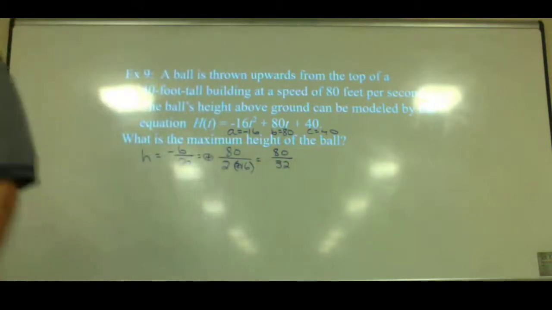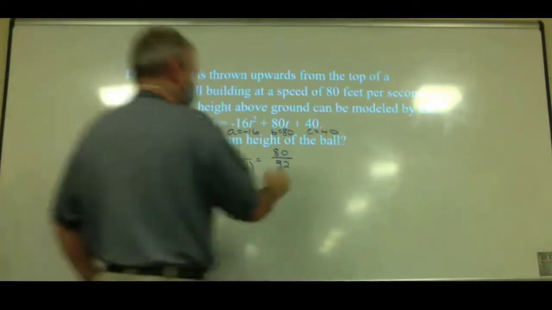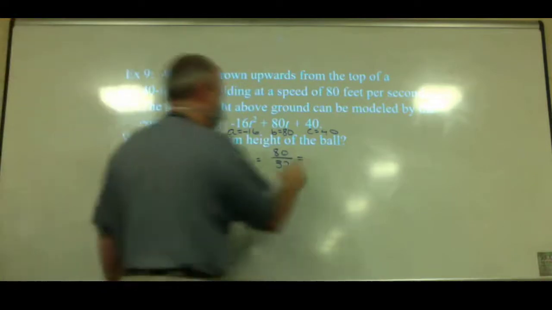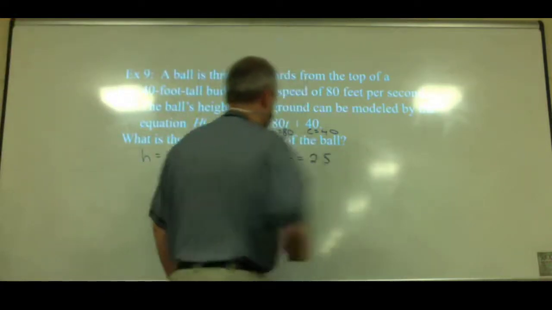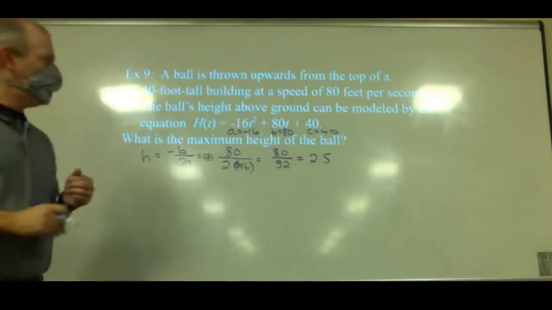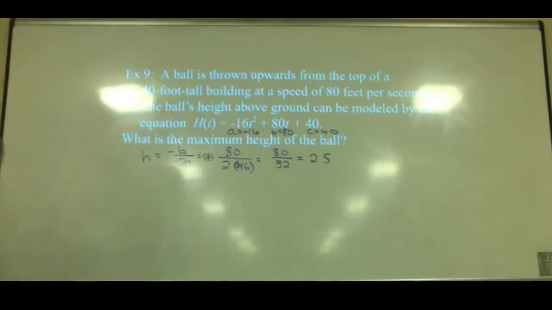And what do we get when we take 80 divided by 32? And you can give me the decimal number. That's fine for this problem. 2.5? Oh, that's easy. Okay, so that's the H value, right? So that's when that maximum occurs. When we plug it in, we're going to find out actually what the maximum is.